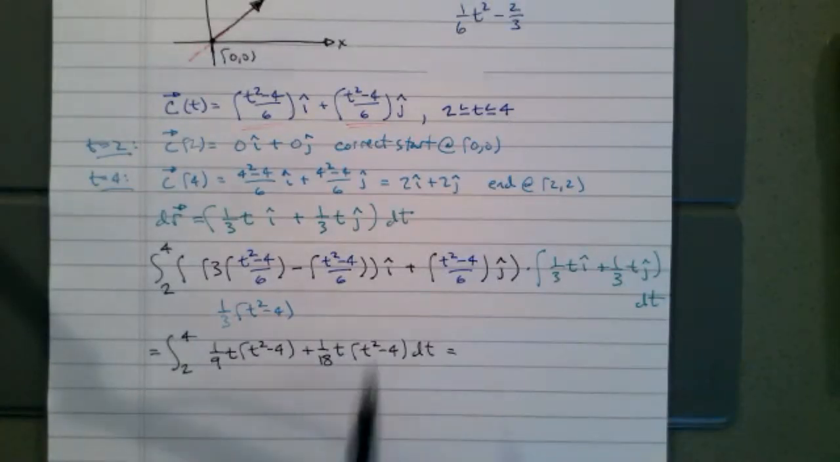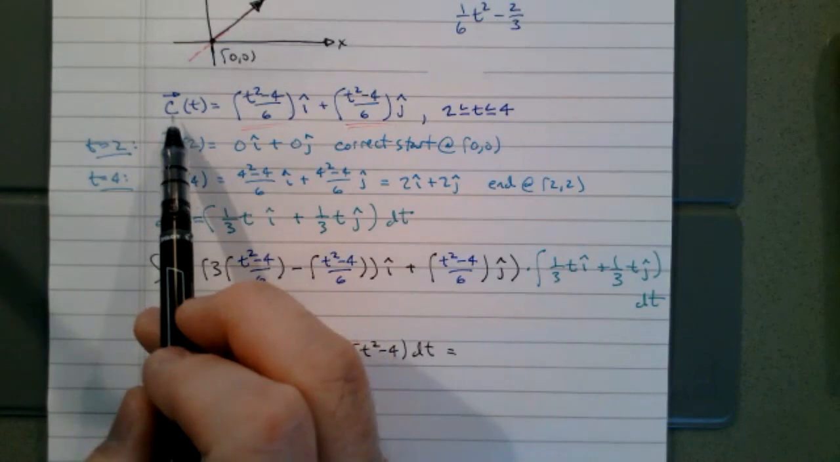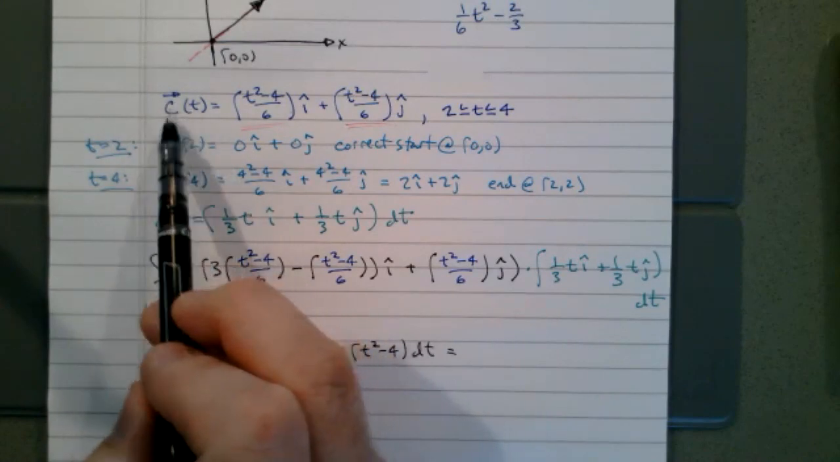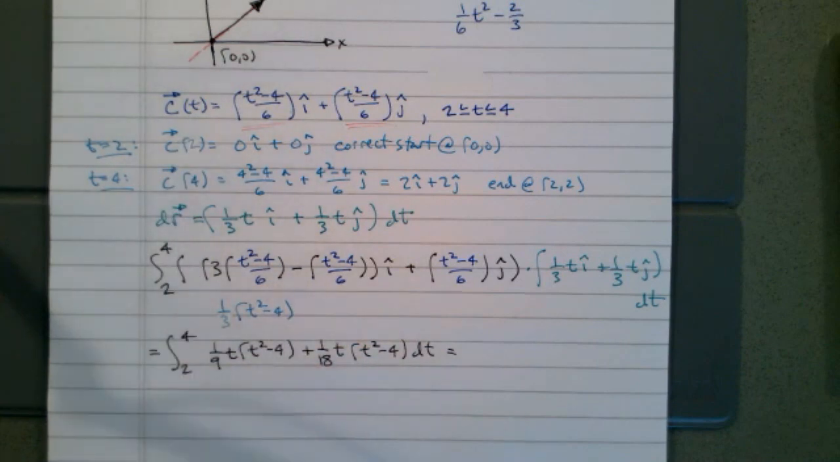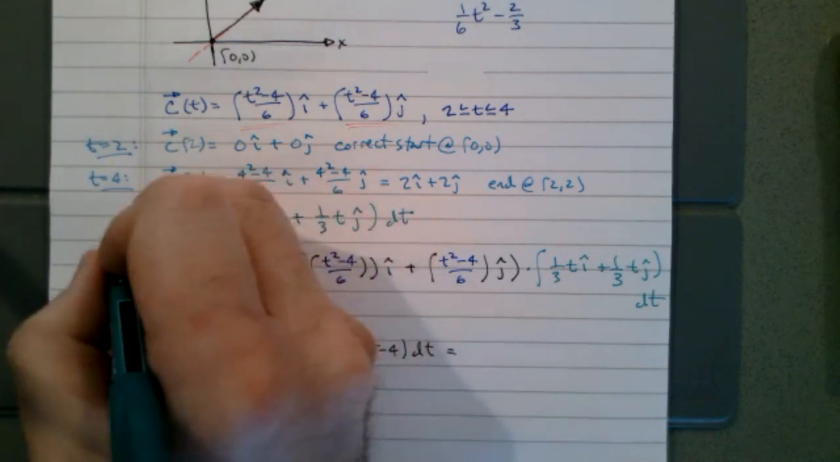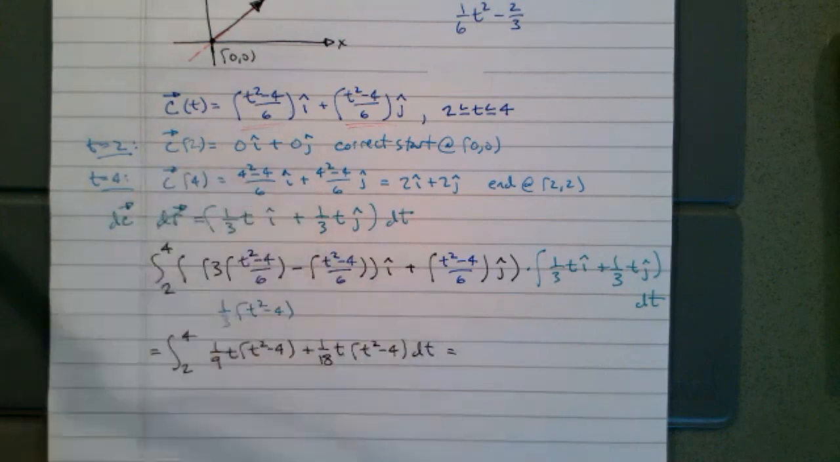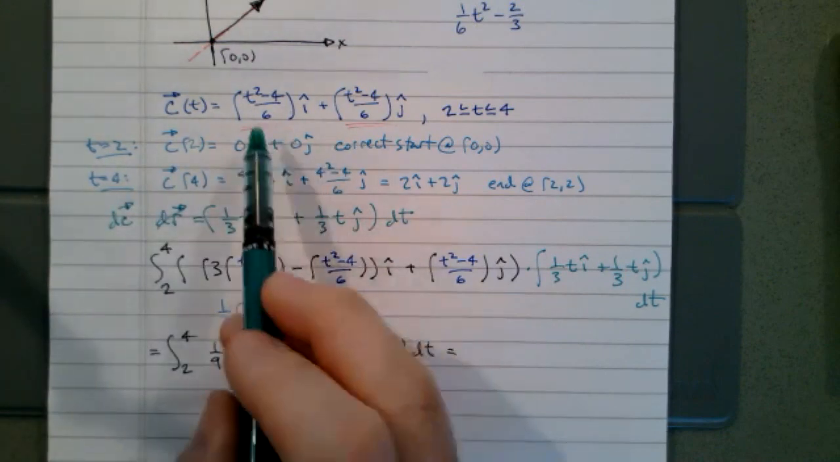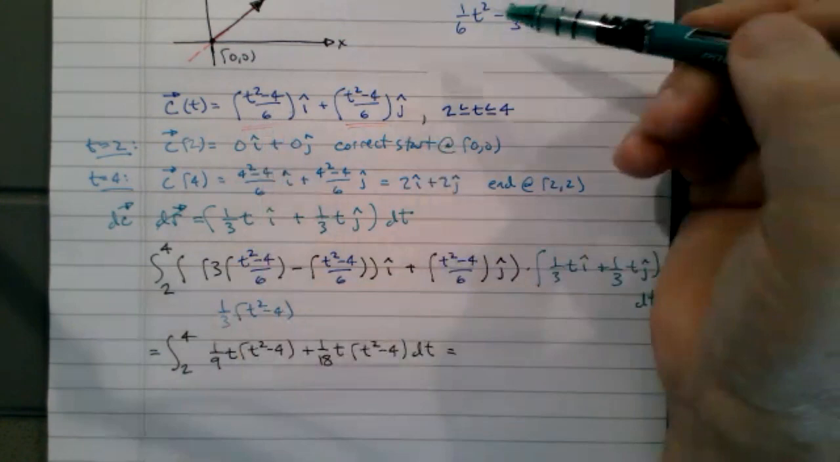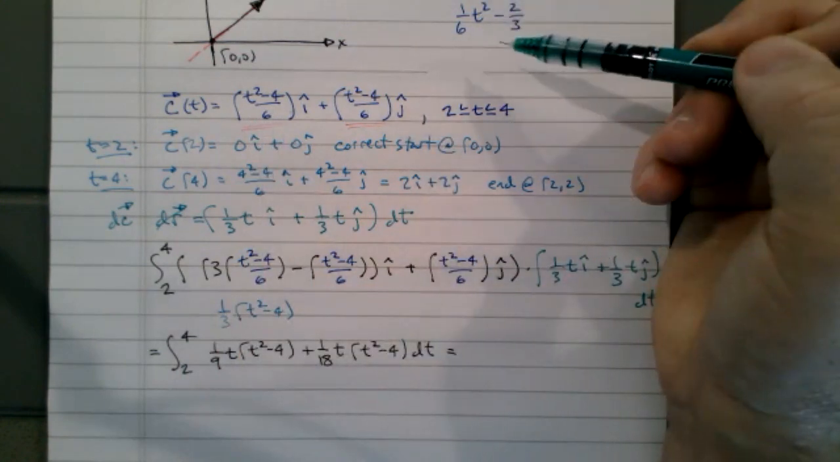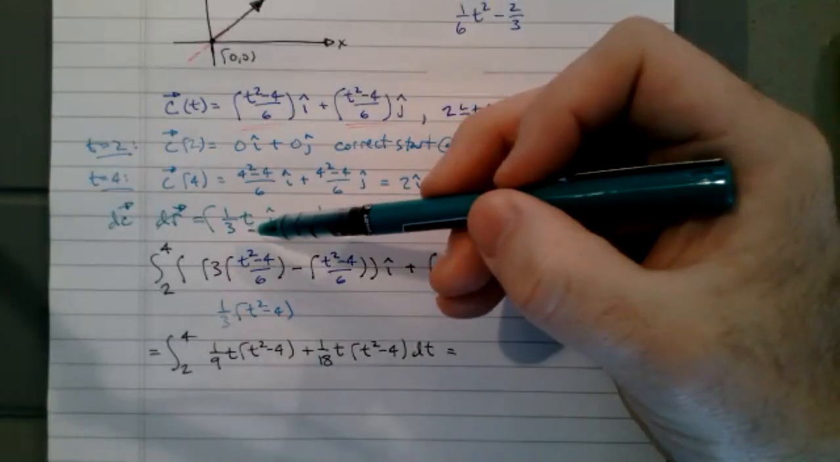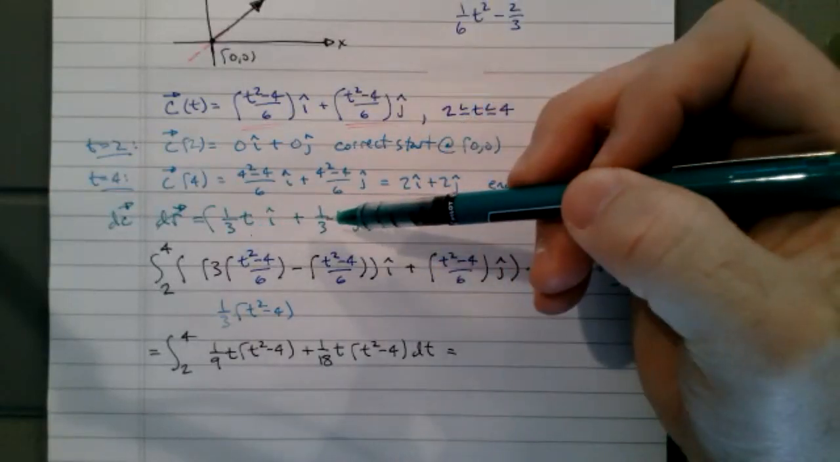So dr is just going to be, actually I should have called it dc. It's just the derivative of the parameterization. So this is just the parameterization of c. So maybe I should have called it dc. And I wrote the t squared minus 4 over 6 as a 6th t squared minus 2/3, so it'd be easier to take the derivative. So that's why I got the 1/3 t i plus 1/3 t j.